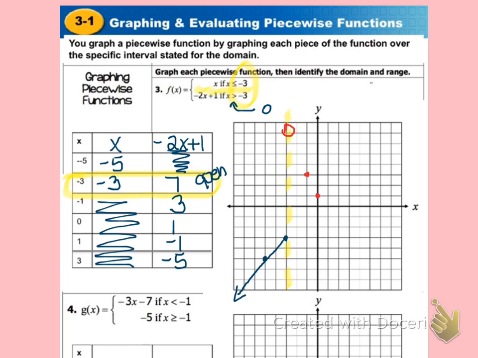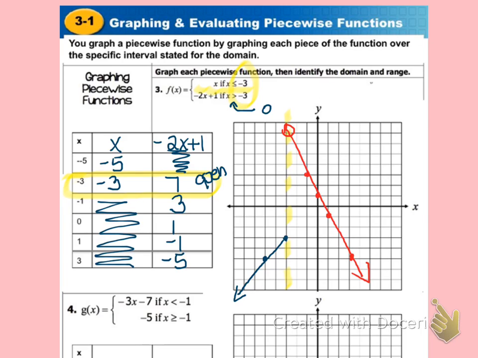1, -1, 3, -5. And I could continue to put in larger and larger x values, but this graph is a line, so all I really need to do is connect these points. And it's going to continue on to the right forever.